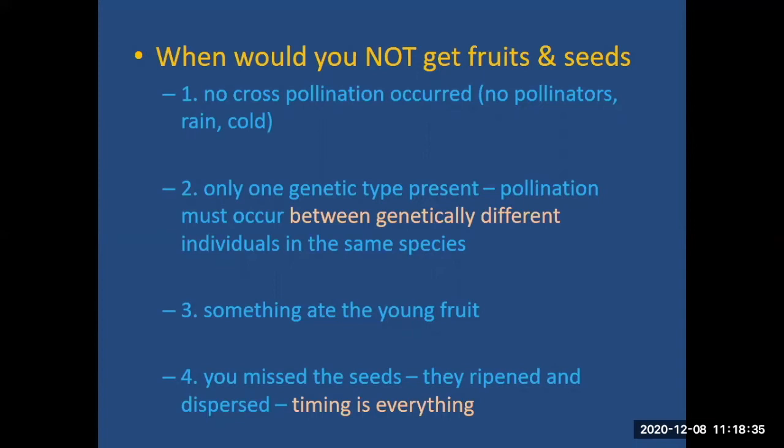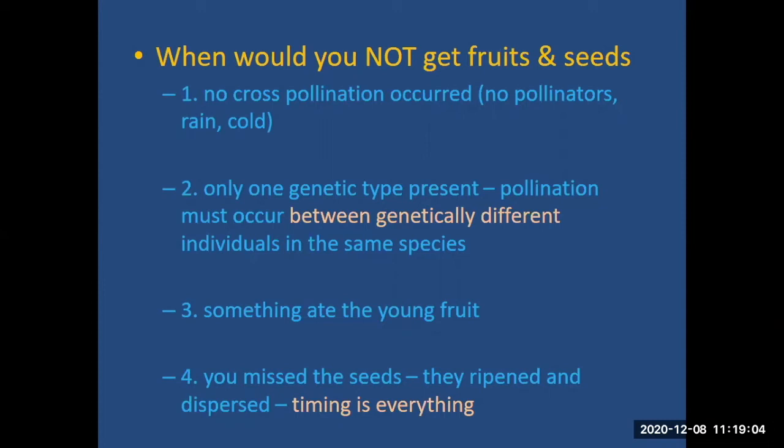The third reason you might not get fruits is that you did get fruits and something came along and ate them. A caterpillar, a bird, a beetle. There are insects out there eating young fruits all the time, just like we eat young pea pods, and we eat young okra pods, and we eat young fruit, we eat young squash. So we're the biggest culprit of garden plants, of course. We're eating the young fruits, but the same thing can happen in nature.